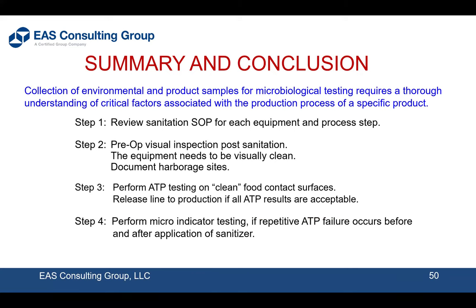But what if you have recurring failures on your ATP? Wouldn't it be judicious to evaluate if there is a risk in that area by doing micro testing for indicators? I'm not saying that indicators could be representative of a pathogen, but you're seeing growth of an indicator in an area interior of the equipment. Most likely, it can support the growth of pathogens as well.